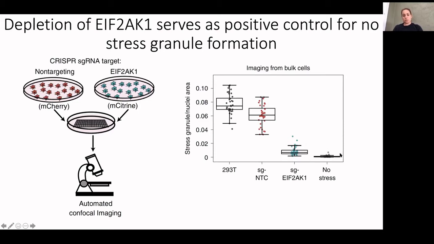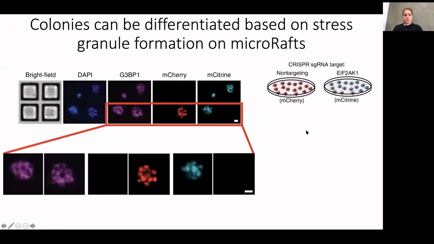So these cells really don't form any granules at all. And so we use these cells combined on the array. And what you can see here from this zoomed in image of just 4 microrafts is that when you find cells that were expressing the red color, the non-targeting guide RNA, and you zoom in there, you can see that there are these distinct puncta that form in the cytoplasm of the cells. And that is in stark contrast to any of the colonies that we observed with the M-citrine color, which you can see over here, maintain that diffuse cytoplasmic localization.